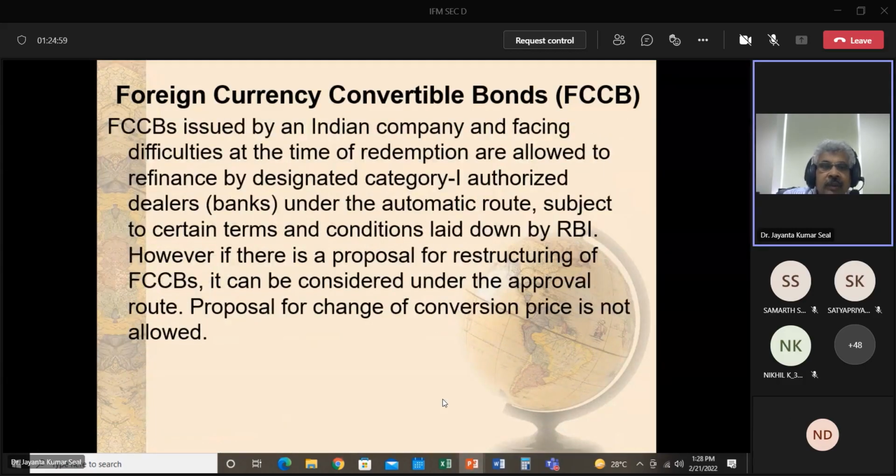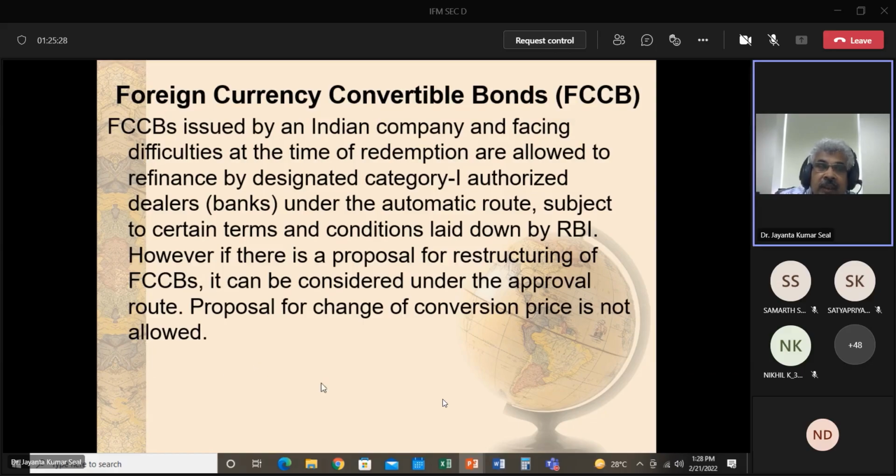So this is about this. A foreign currency convertible bond issued by an Indian company and facing difficulties at the time of redemption is allowed to refinance by designated Category 1 authorized dealers or banks under the automatic route. That means you borrow money and repay, subject to certain terms and conditions laid down by RBI. However, if there is a proposal for restructuring of FCCBs, it can be considered under the approval route. A proposal for change of conversion price is not allowed.